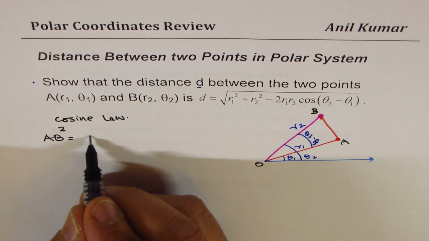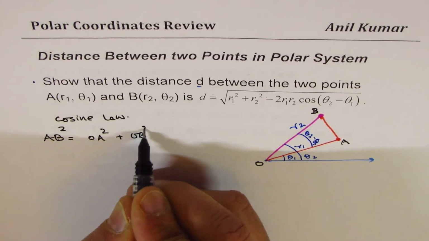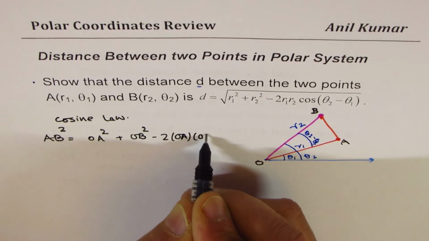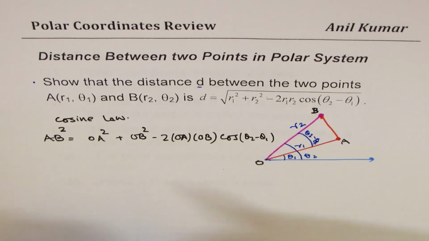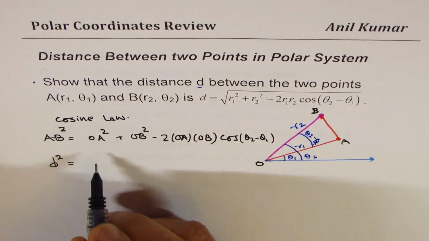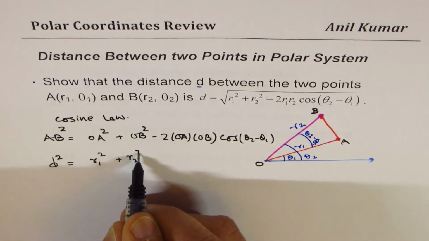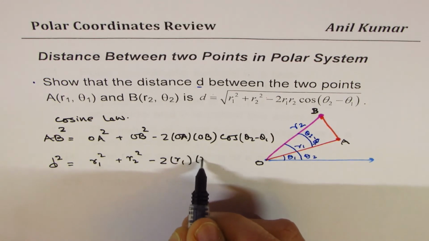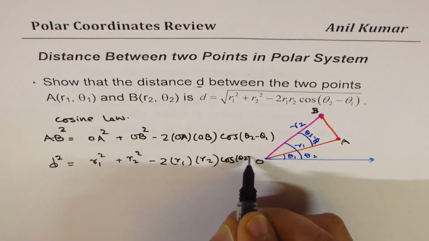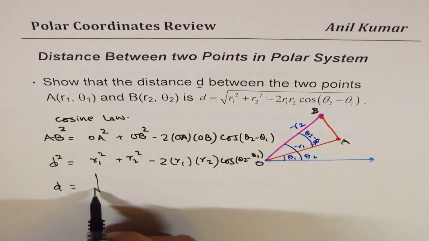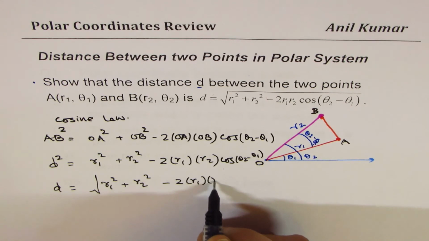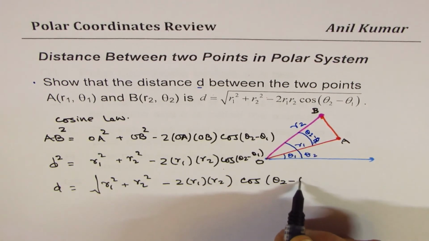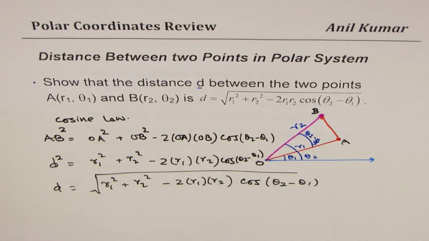AB square is OA square plus OB square minus 2 times OA, OB, cos of the angle between them, which in this case is theta 2 minus theta 1. So this distance d square is r1 square plus r2 square minus 2 times r1 r2 cos of theta 2 minus theta 1, correct? Or d is equal to, as given here, the square root of r1 square plus r2 square minus 2 times r1 r2 cos of theta 2 minus theta 1. So that is the formula. You can always apply this formula and find the distance between any two given points.